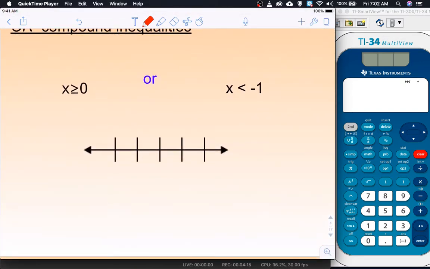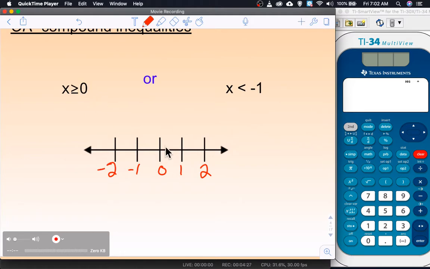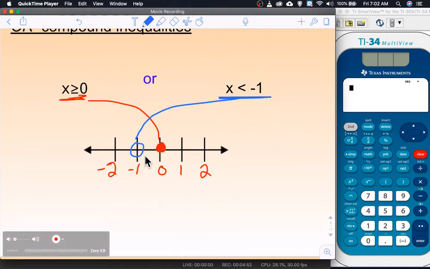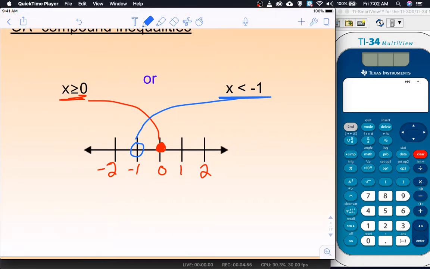Now an or inequality. So the first thing I'm doing is I'm numbering my number line to get both 0, here's 0, and -1 on the number line. So I can see from 0, I'm going to get a solid dot. From -1, we're going to get a hollow dot. So each number gets their own dot. They get their own shade. They get their own everything. They don't have to be connected together.